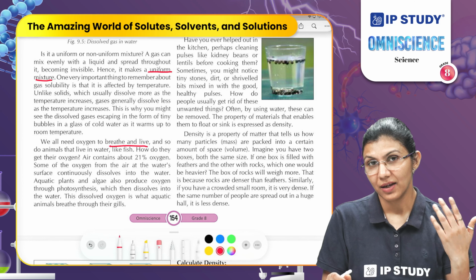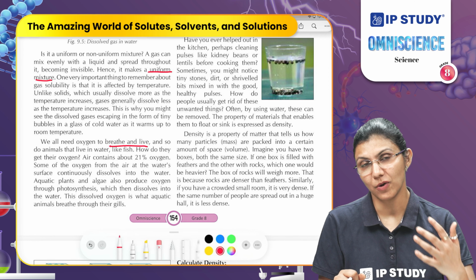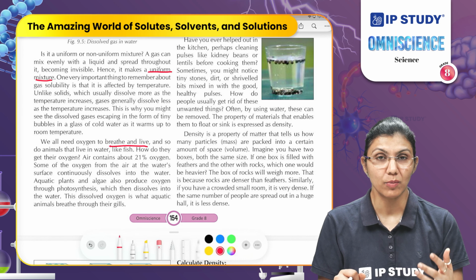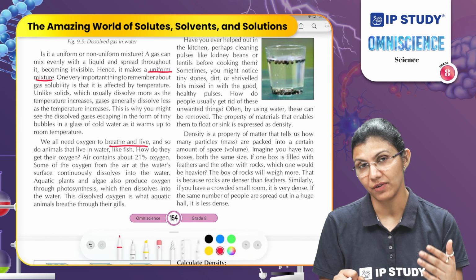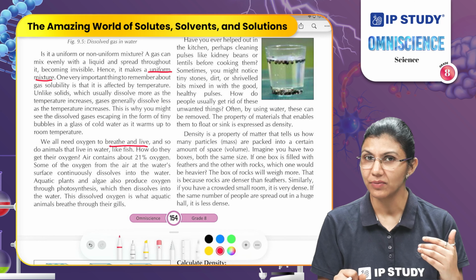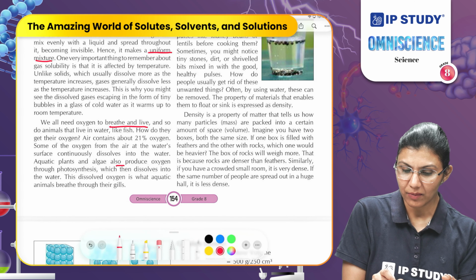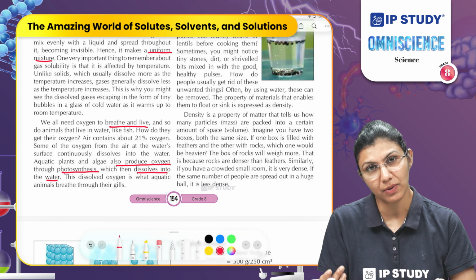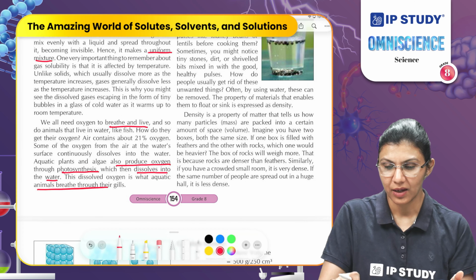Also, aquatic animals need oxygen to live. So, how is it possible for them to get the oxygen? It is possible because of the solubility of oxygen in water, so that dissolved oxygen is available for aquatic plants and animals. Aquatic plants and algae produce oxygen through photosynthesis in the water, which then dissolves into the water, and then it is available for the aquatic animals for breathing.